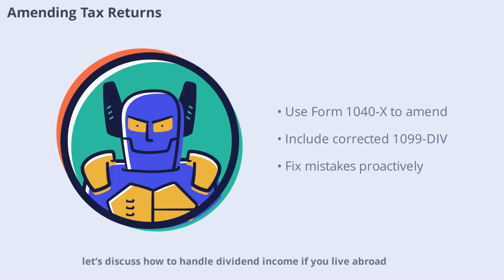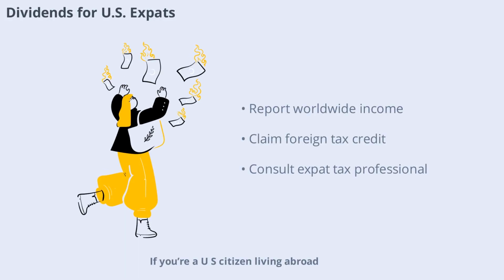Next, let's discuss how to handle dividend income if you live abroad. If you're a U.S. citizen living abroad, you're still required to report and pay taxes on your worldwide income, including dividends. You may also face foreign withholding taxes, but you can often claim a foreign tax credit to avoid double taxation. It's important to understand both U.S. and local tax rules to stay compliant. Consulting with a tax professional who specializes in expat taxes can be very helpful.